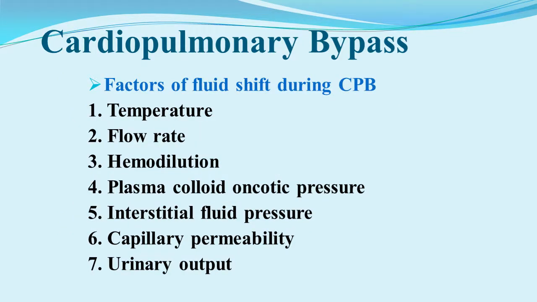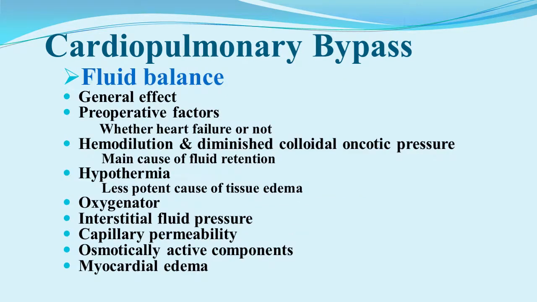Factors of the fluid shifting during the cardiopulmonary bypass are temperature, flow rate, hemodilution, plasma colloid oncotic pressure, interstitial fluid pressure, capillary permeability, and fluid balance. General effect: the preoperative factor, whether heart failure or not, hemodilution and diminished coagulation, colloid pressure as the main cause of the fluid retention, hypothermia as a less potent cause of tissue edema, oxygenator, interstitial fluid pressure, capillary permeability, osmotically active component, myocardial.